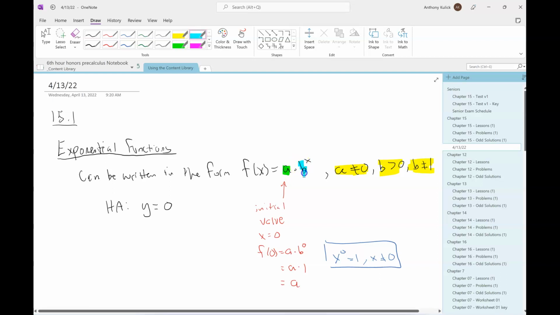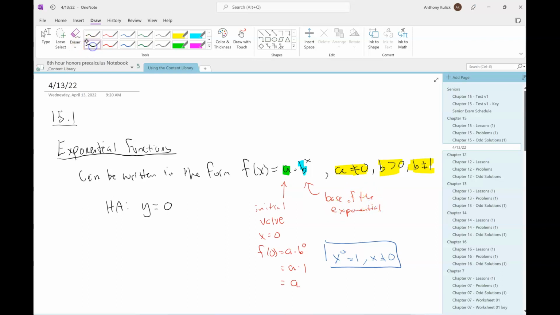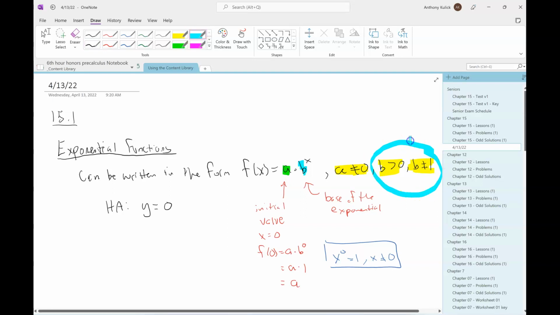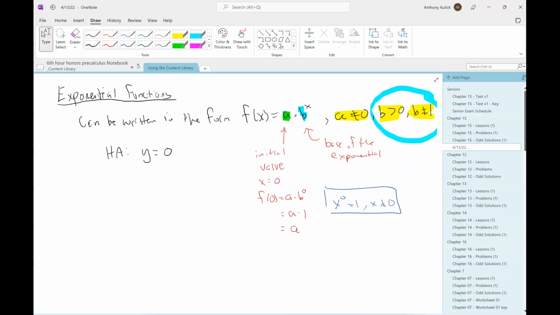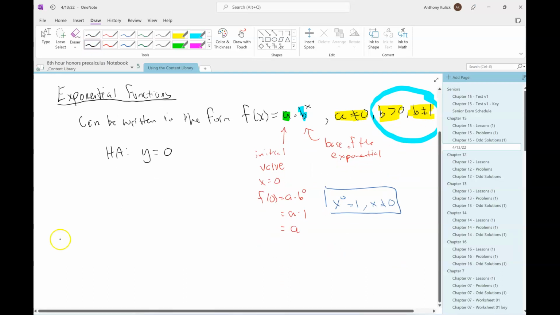Does that feel okay, guys? And b we call the base of the exponential. So just a little bit of vocab there, and just kind of explaining some of the criteria. The big thing to remember here, though, is the criteria for b, that b has to be positive and not equal to 1. Cool so far? No big deal, right? Just some definitions.